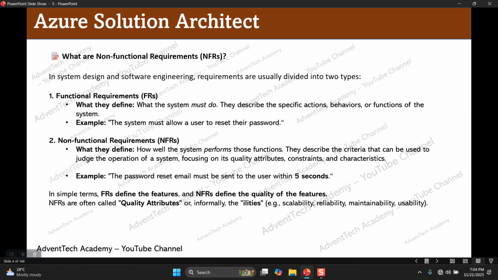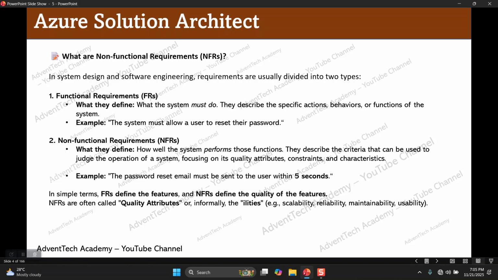Let us discuss what non-functional requirements are. Solution architects usually design the system and the software. When they design the software, the system, or the solution for the cloud, we can classify the requirements into two categories. The requirements are usually divided into two types: functional requirements (FR) and non-functional requirements.